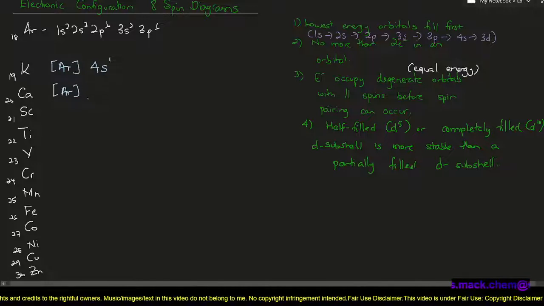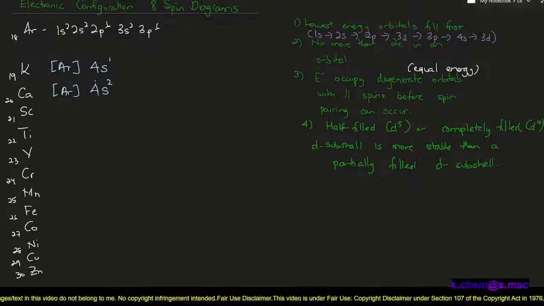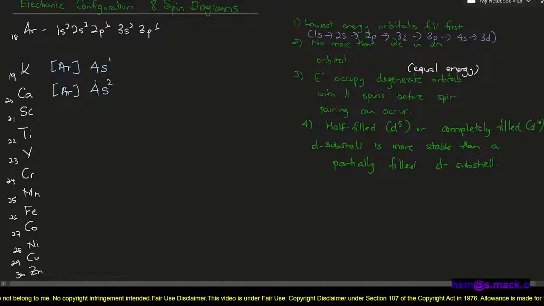We have 2 electrons. These electrons are also going to fill into the 4s subshell, and this gives us our electronic configuration for calcium as electronic configuration for argon followed by 4s2.